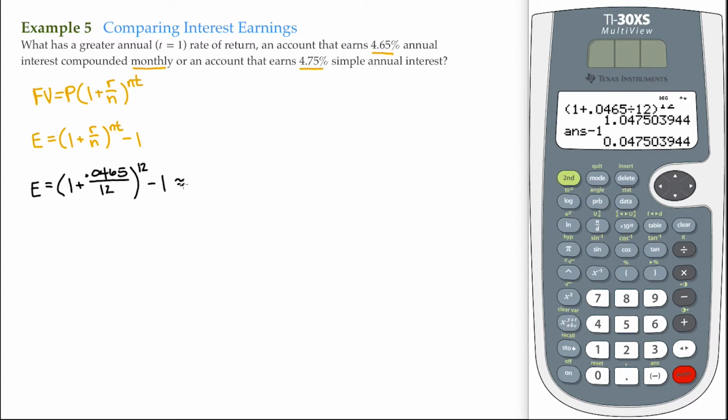So this is approximately 0.0475394. So the effective rate is approximately equal to 4.75%.